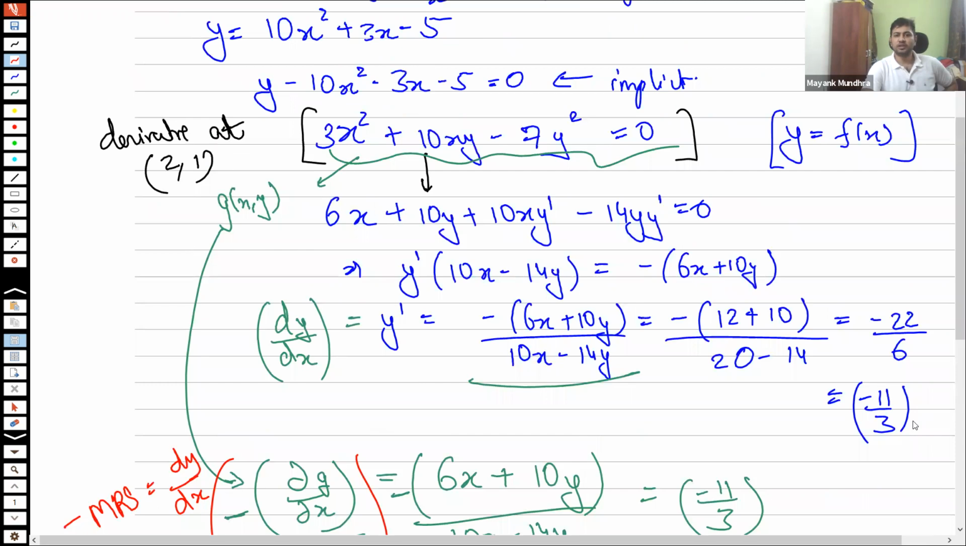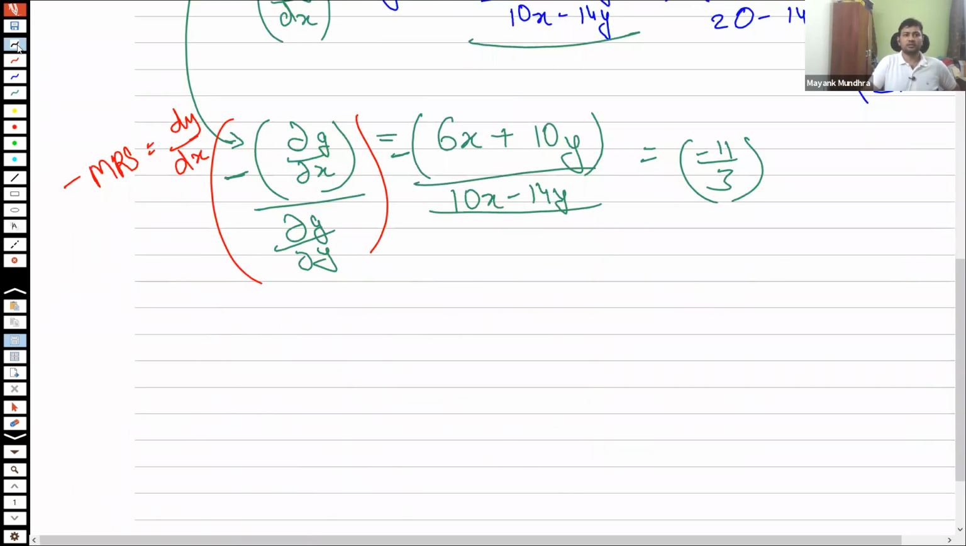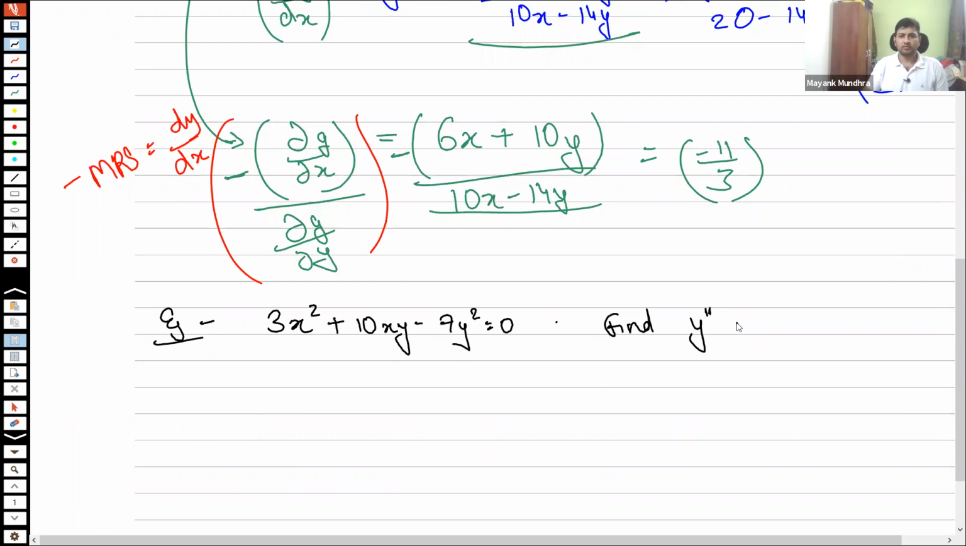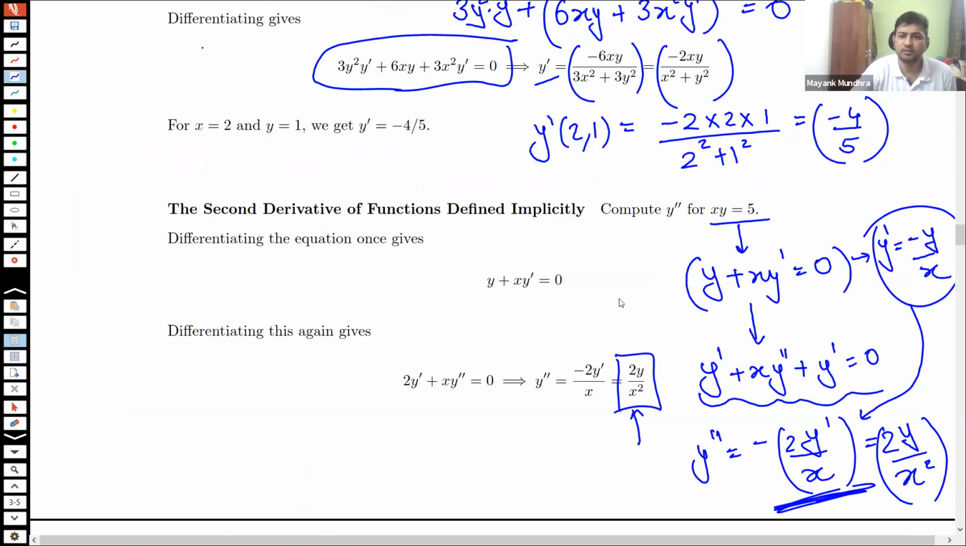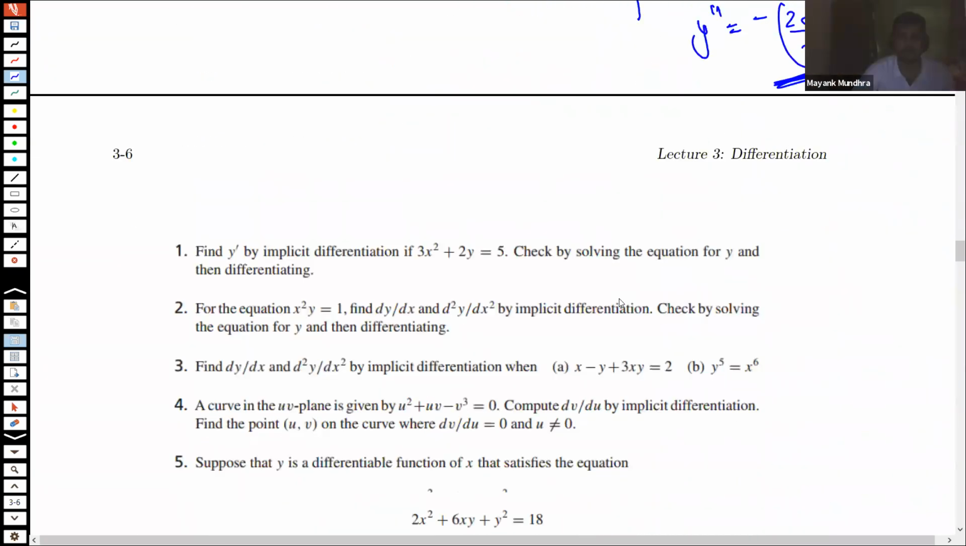So for this question, 3x squared plus 10xy minus 7y squared is equal to 0. Find y double prime. Okay, so try doing it later on. It will take you some calculations. I want to move forward.